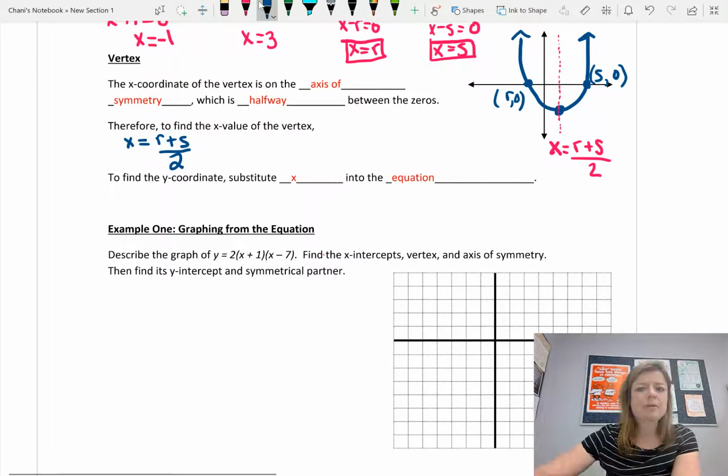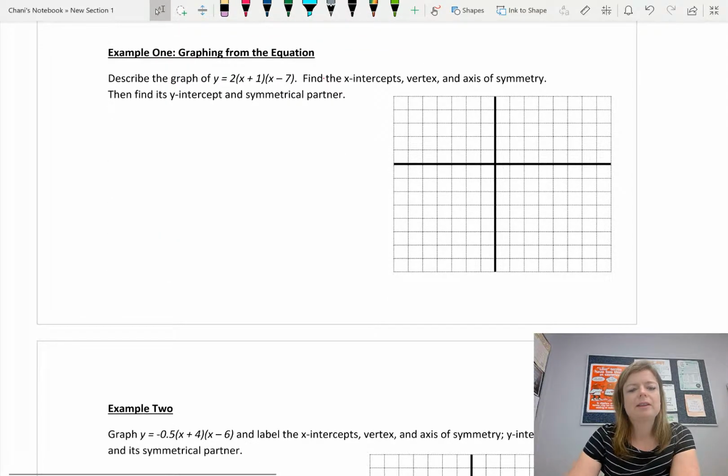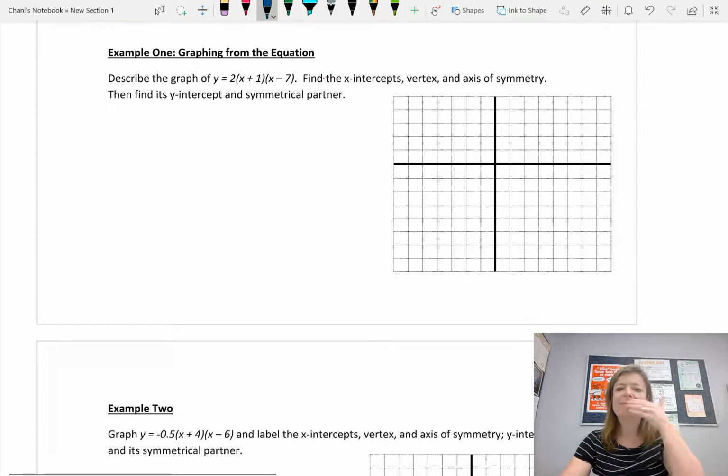Okay, so let's go ahead and do an example so this can be a bit clearer to you. So we're going to describe this graph: find the x-intercepts, the vertex, the axis of symmetry, then the y-intercept and its symmetrical partner.